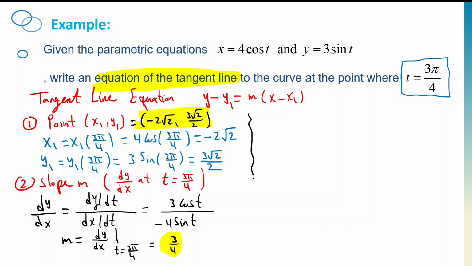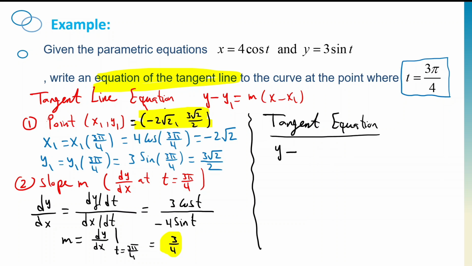Okay, so the equation as written here, the tangent equation. We have y minus, what's y1 in this case? Remember, this is x1, this is y1. Y minus y1, 3 radical 2 over 2 equals, the slope is 3 over 4 times x minus x1. It's negative 2 radical 2. And we have negative in the rule, so this is positive 2 radical 2.